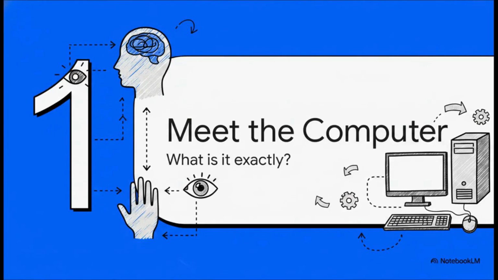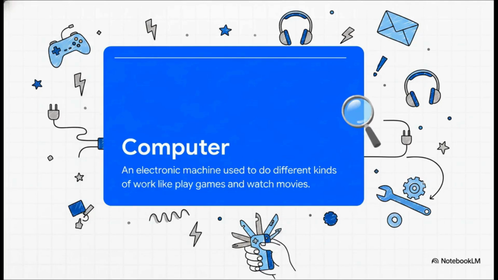So, what is it exactly? To really understand a computer, think of the human body for a second. Just like our bodies have all these different parts working together to make us function, a computer is essentially a system of parts. At its core, it's an electronic machine. But what makes it so incredibly special is its versatility. It's used to do so many different kinds of work. You can use it to play games, watch movies, send and receive messages, the whole shebang. It's basically a giant multi-tool powered by electricity.